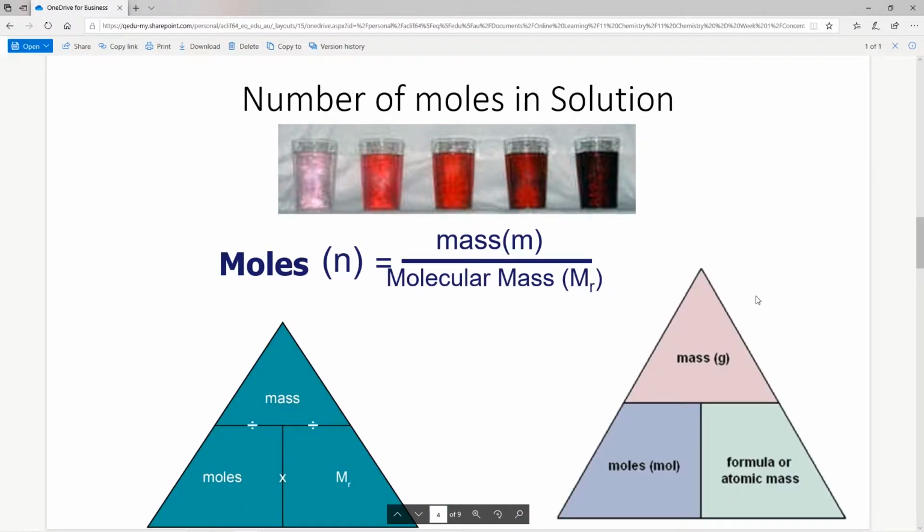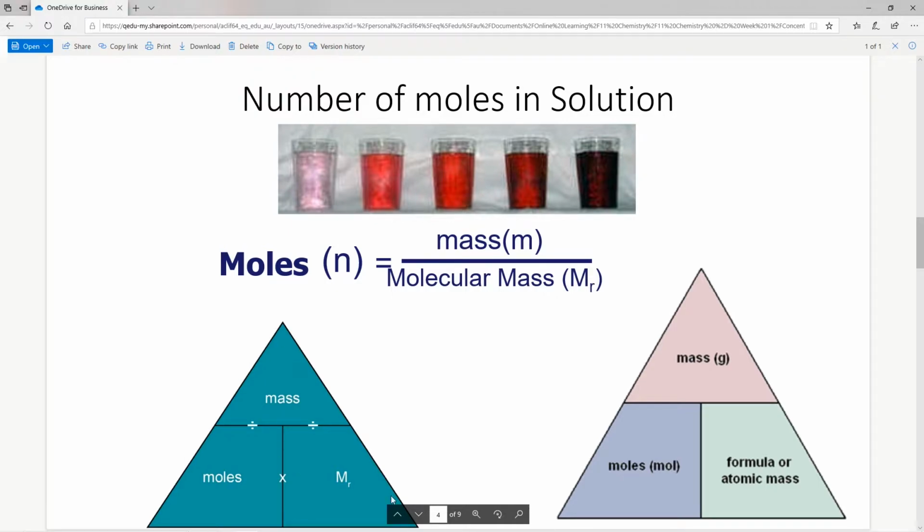All right, next slide. Number of moles in a solution. Sometimes you won't have the number of moles, you might be given the mass, and you know the atomic mass, so then you can work out the number of moles to then be able to find out the concentration. Again, I have two triangles here that probably will help. So moles here is mass divided by molecular mass, which is represented by an M with a little tiny r next to it. Don't ask me why it's represented by that, but we're going to go with it.